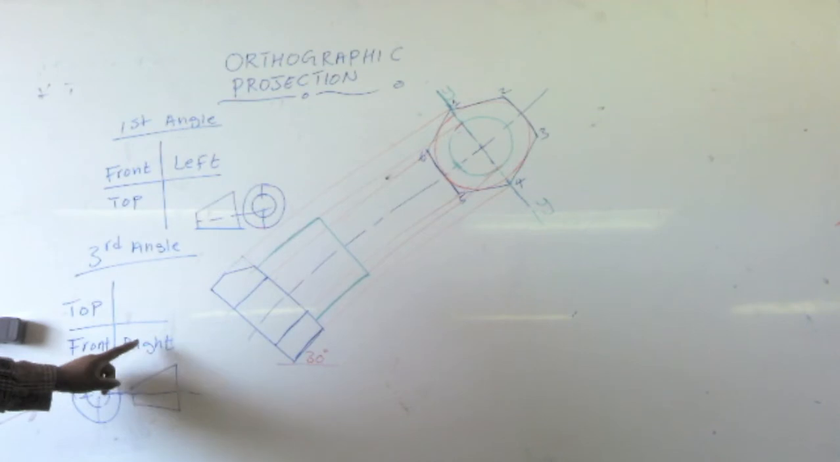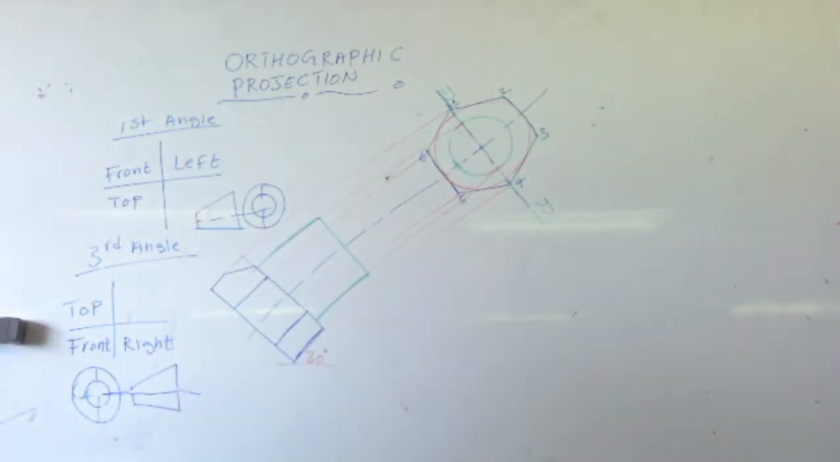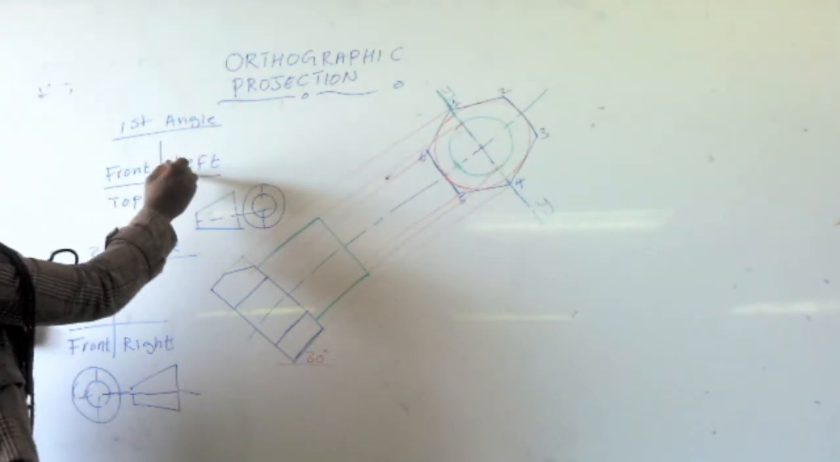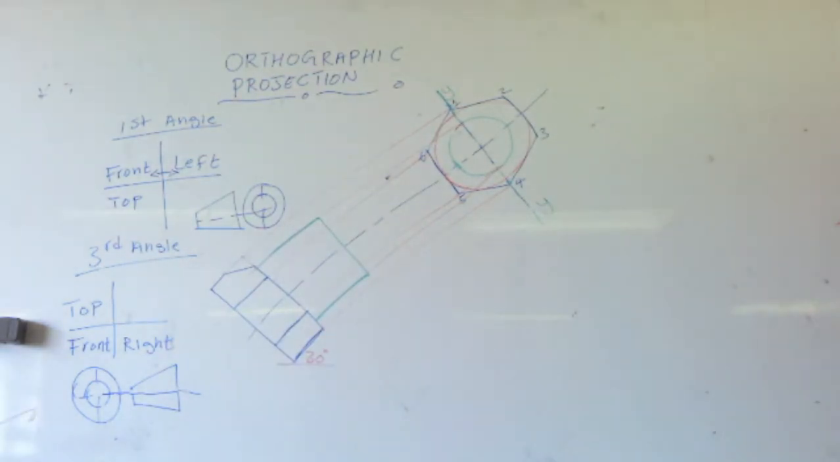But this side view in third angle projection is not a left view, it's called a right view. Here it was a left view, this is a right view. And then what you must also remember is that the front and the side view, they move together. Can you see? Yes, ma'am.